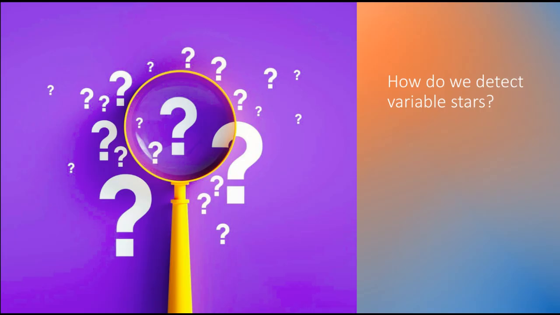Okay, so now I'll let you guys talk amongst yourselves for a minute or two. How could we detect these variable stars? So is it easy to see if something gets brighter or dimmer in the night sky? And if so, how could you do that in a very methodical way?